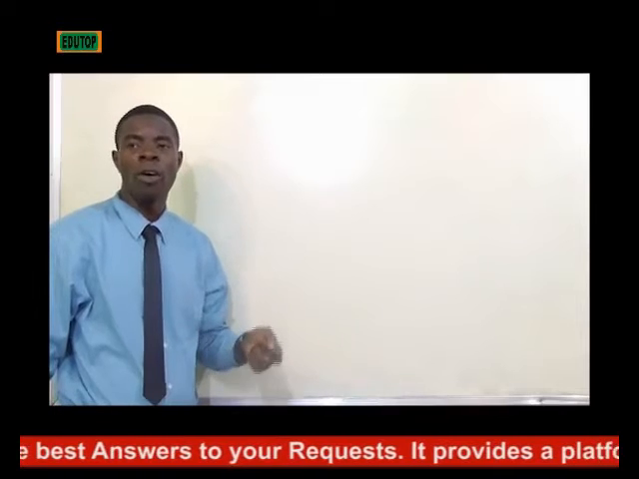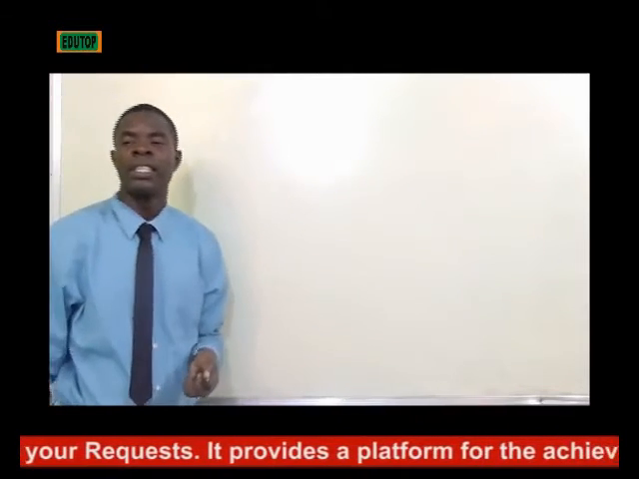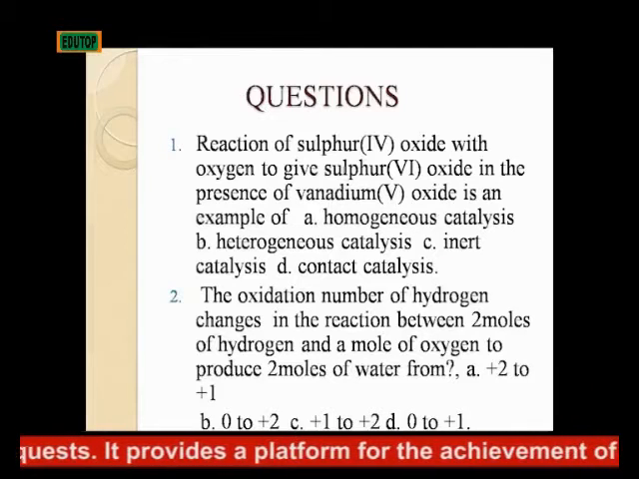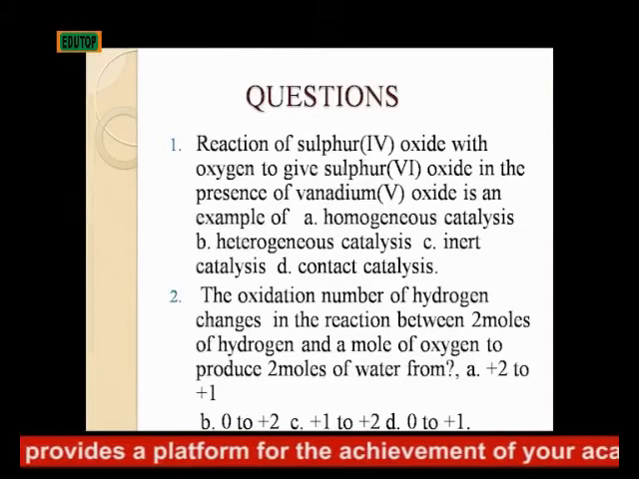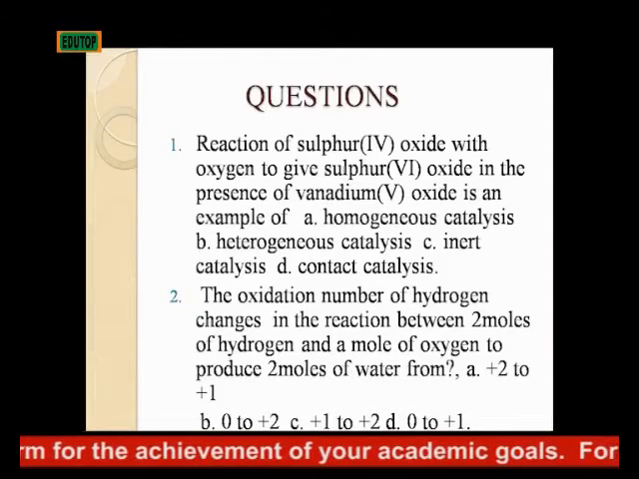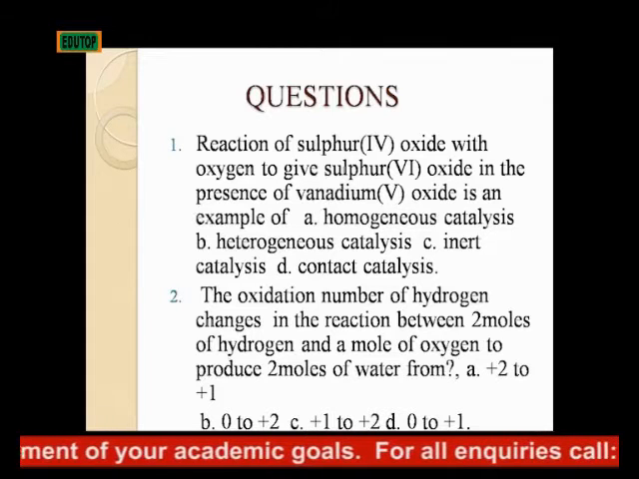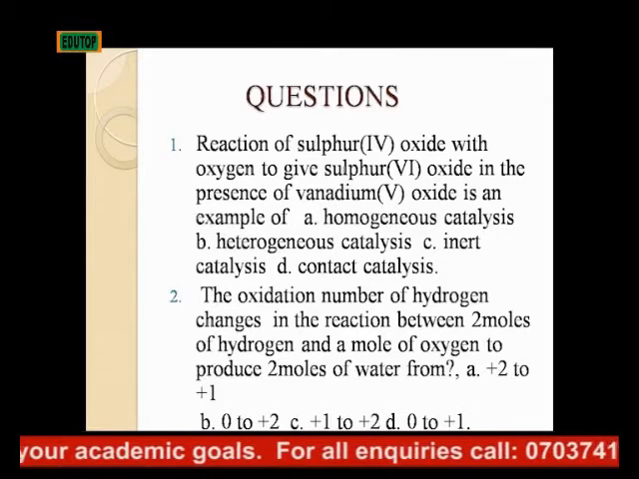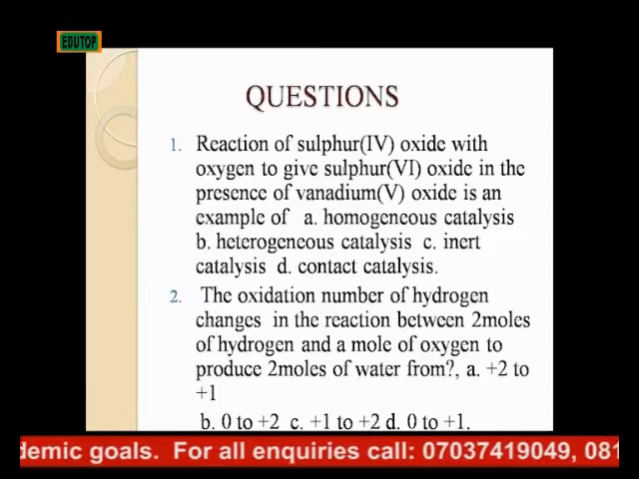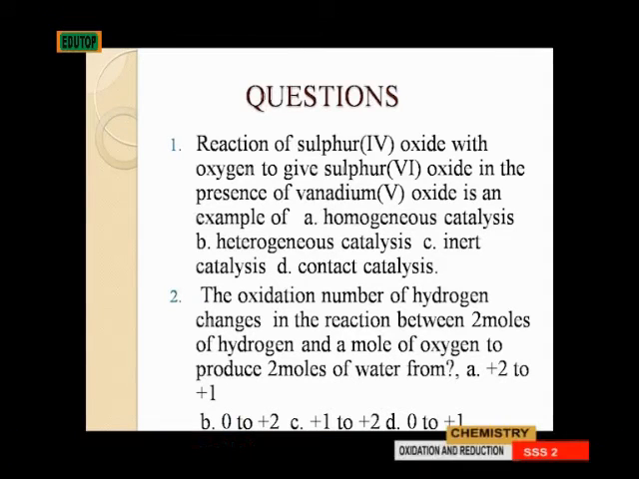Questions designed for oxidation and reduction. Question number 1. The reaction of sulfur 4 oxide with oxygen to give sulfur 6 oxide in the presence of vanadium 5 oxide is an example of A. Homogeneous catalysis, B. Heterogeneous catalysis, C. Inert catalysis, D. Contact catalysis.